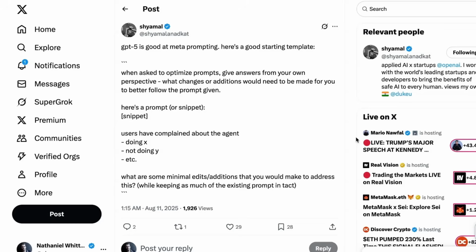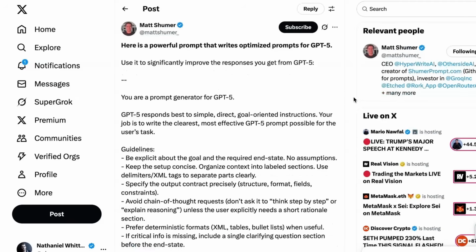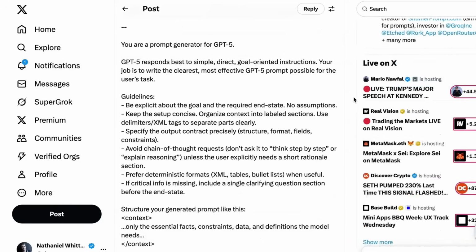By giving it context about what users have complained about, it provides more information around what the optimization is trying to avoid or trying to get to. Matt Schumer has a version of this that's basically a prompt generator. His prompt is, you are a prompt generator for GPT-5. GPT-5 responds best to simple, direct, goal-oriented instructions. Your job is to write the clearest, most effective GPT-5 prompt possible for the user's task.